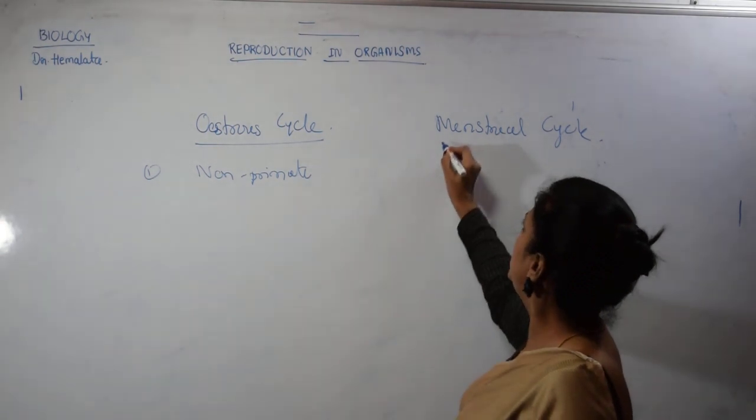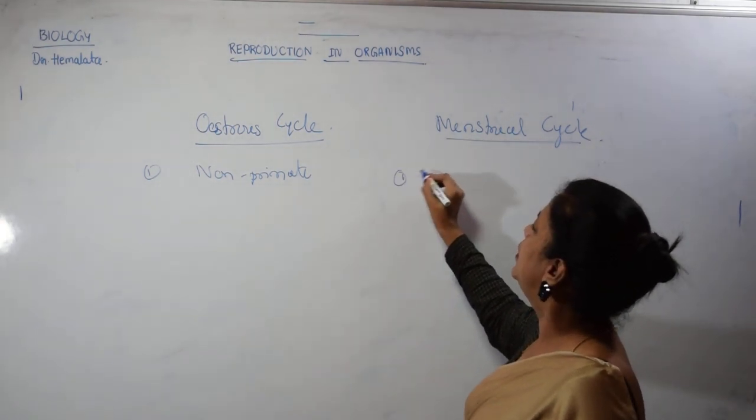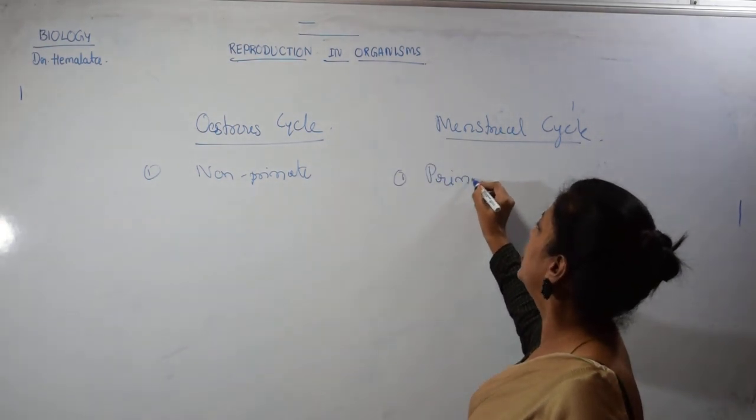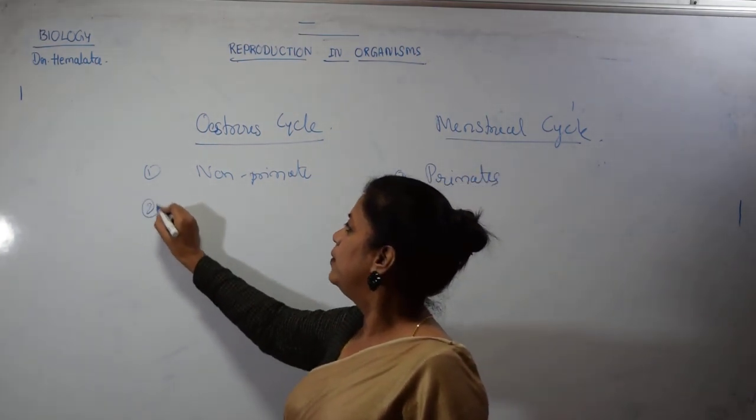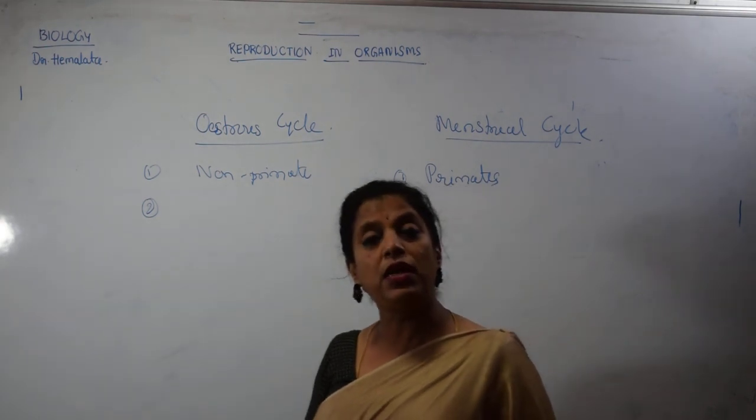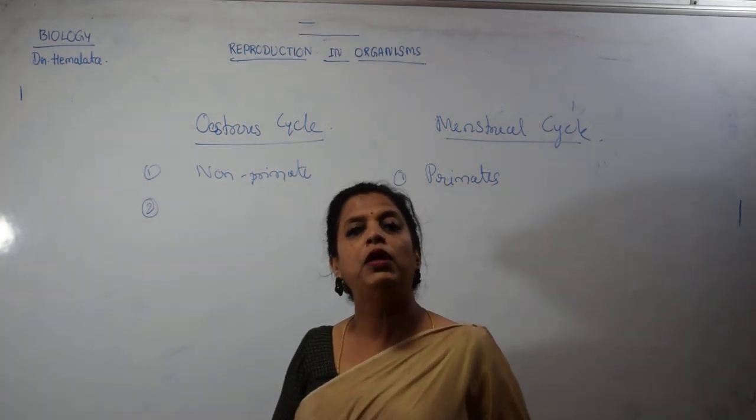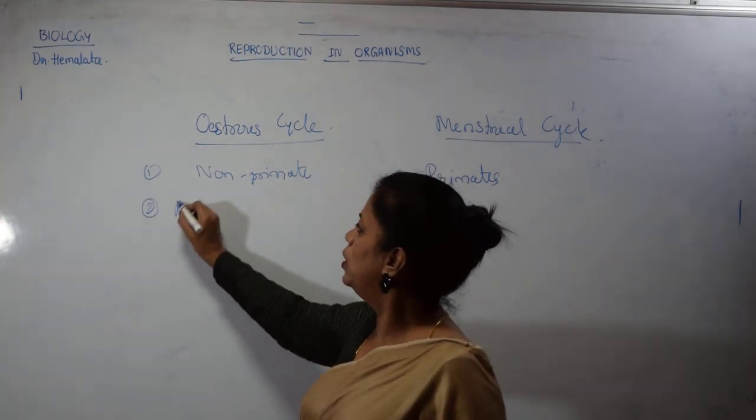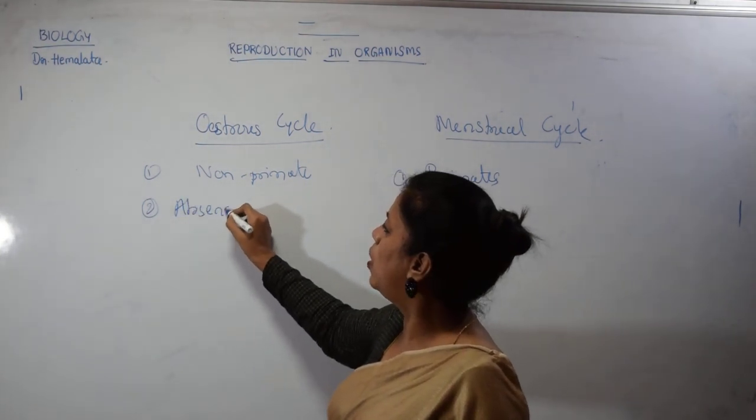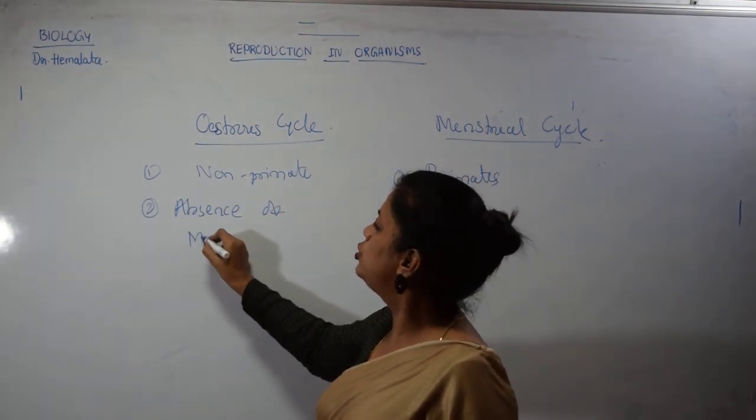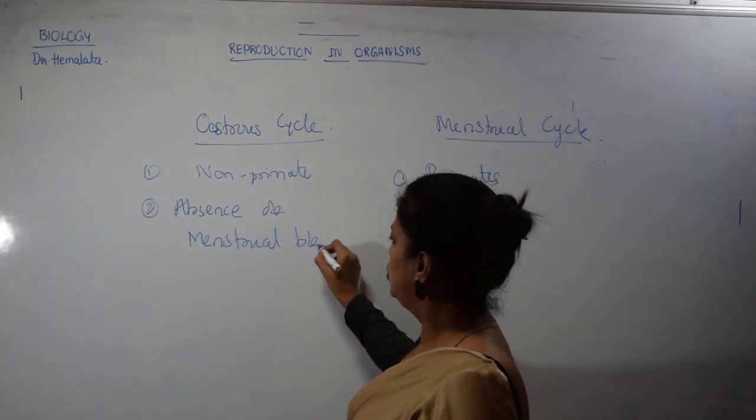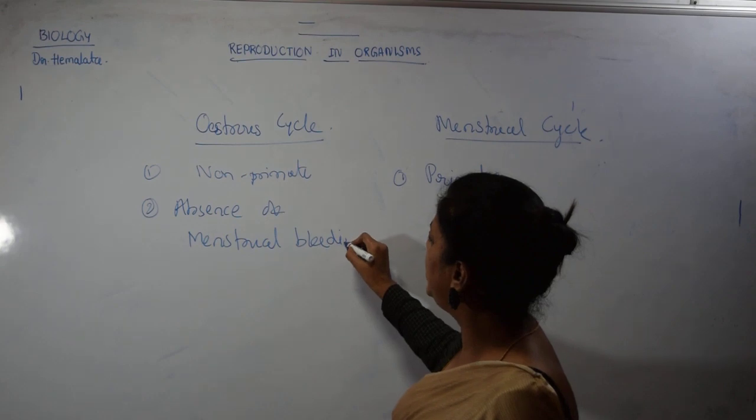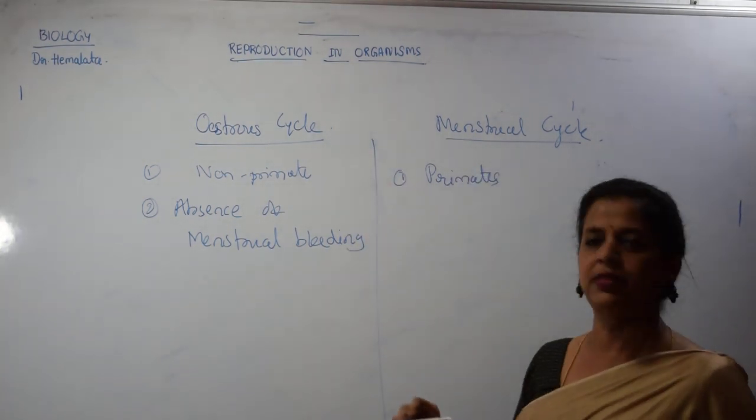But what about the menstrual cycle? It happens in the primates, monkeys, gorillas, all of them, right? Second, what's the second thing? In the estrus cycle, there is no menstrual bleeding. So what do you write? Absence of menstrual bleeding. Remember this is absent. Only those are very important for examination. I am writing like this, right?